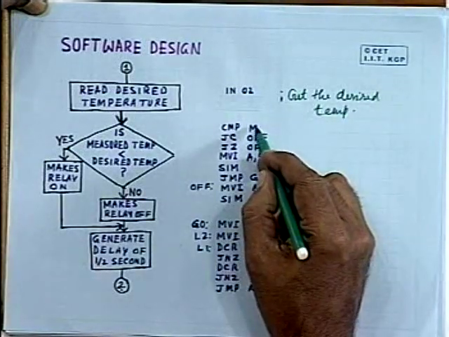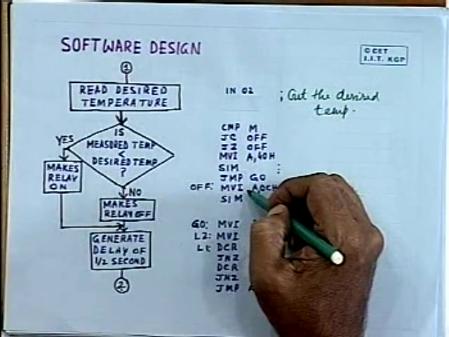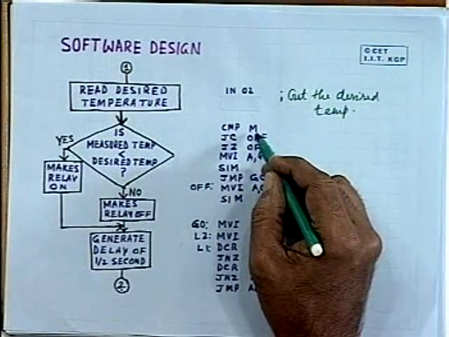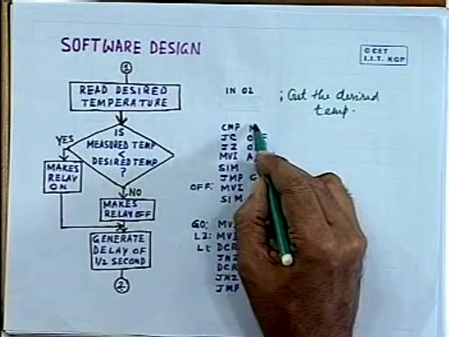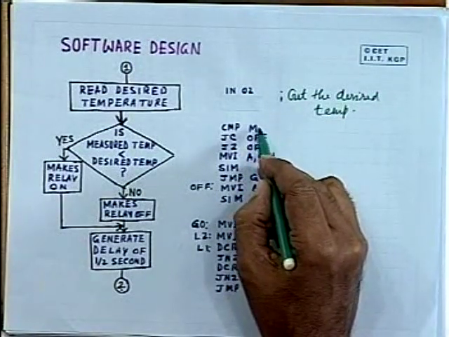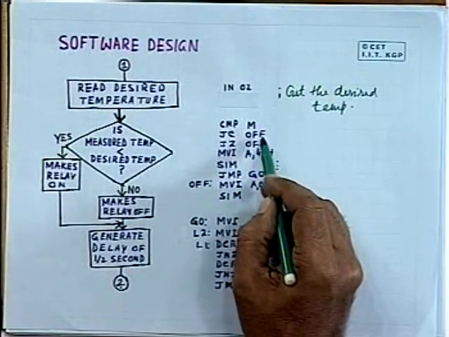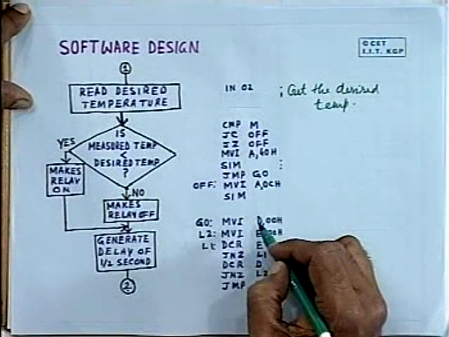and after the desired temperature is obtained, it is compared with the measured temperature. Now the measured temperature is known, we are doing the comparison, and that is being stored in that memory location M, and that is being compared here, and the outcome of the comparison is used either to make the relay on and off.